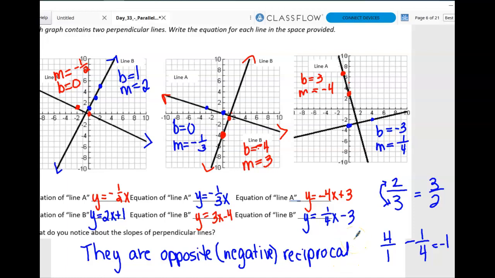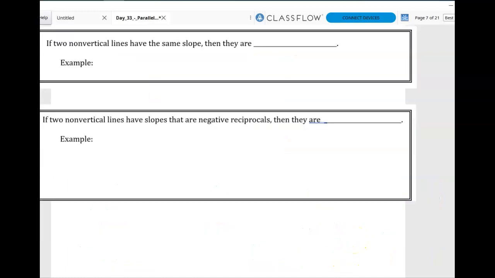All right, with that, let's try some examples here. Well, before that, let's talk about lines. If two non-vertical lines have the same slope, then they're considered parallel. So let's write that in.